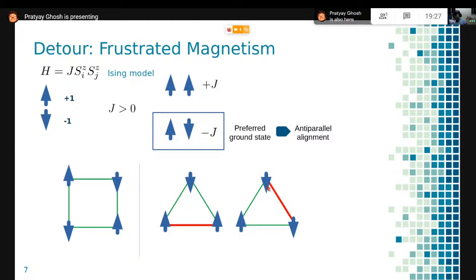So this is what we call frustration, and this is actually a very general concept in physics. When you have a system with a lot of interactions, and you try to find the ground state, you find that you have a ground state, but some of the interactions are not satisfied. By satisfaction, I mean some of the interactions have this kind of high energy state. So you would say that this system is frustrated. And this is very common in condensed matter systems.